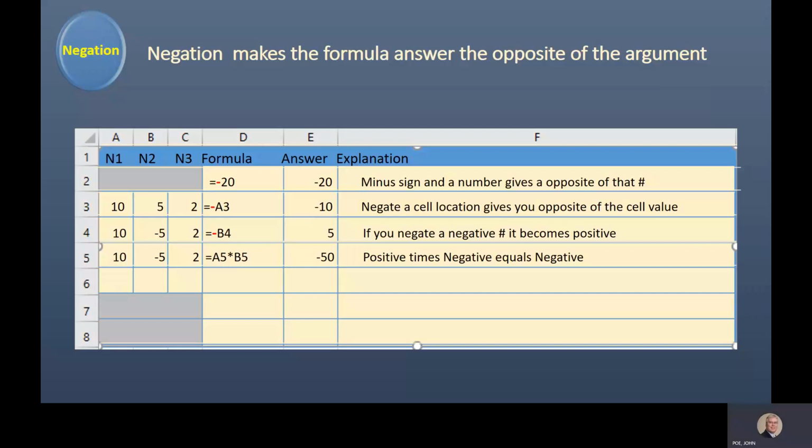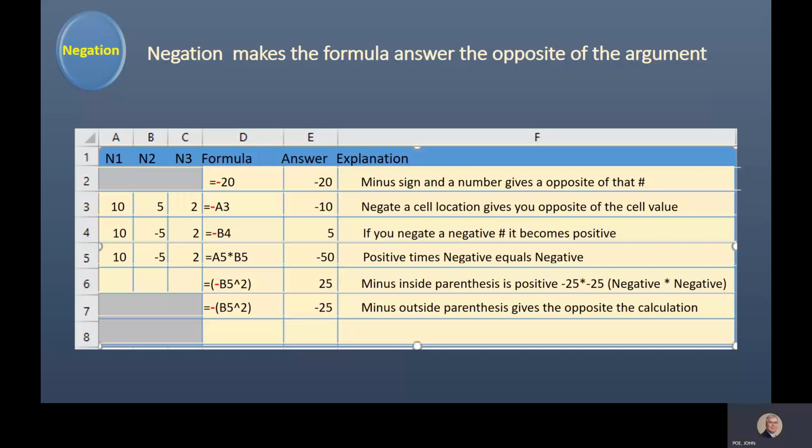Or in this case, if we multiply a positive times a negative, it'll give us a negative. And again, a negative times a negative will actually give us a positive. So the -5 times the -5 will give us a positive 25.